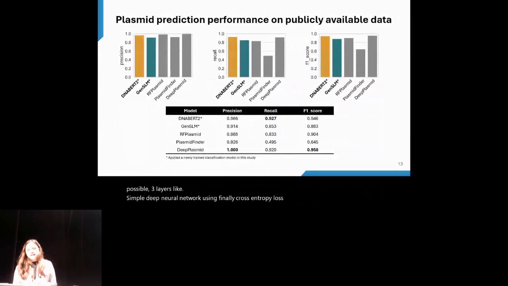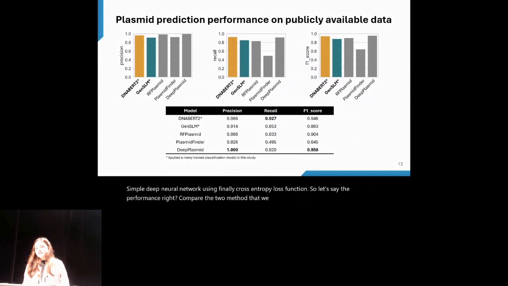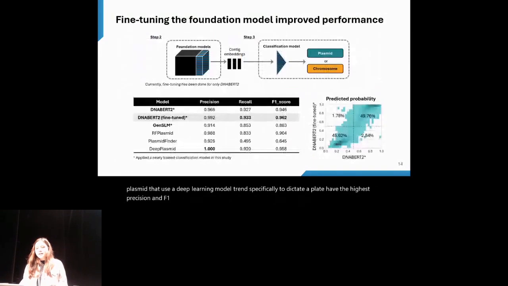So let's see the performance, right? We compare the two methods that we proposed with the three existing methods shown in the gray bars. We found that DNA-BERT has the highest recall, while DeepPlasmid, which uses a deep learning model trained specifically to detect plasmids, has the highest precision and F1 score. So we think that in terms of foundation models, we sometimes should not use them as they are. We fine-tune them.